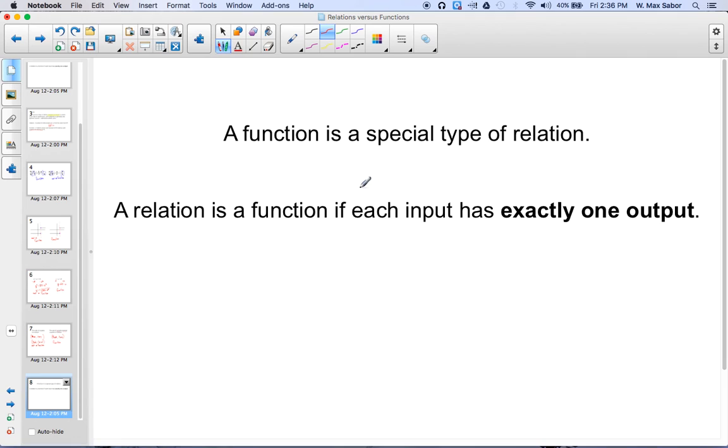So the key is that a function is a special type of relation, and a relation is a function if each input has exactly one output.